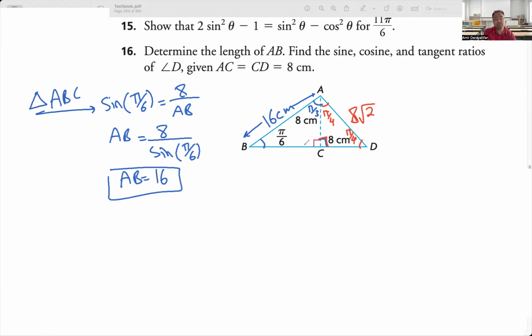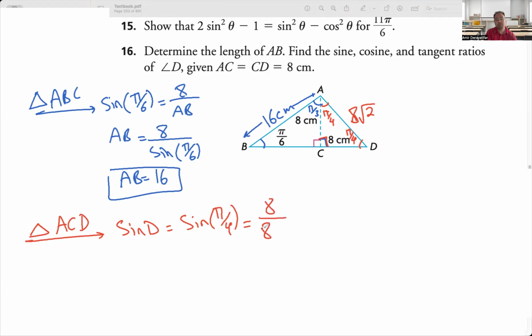Okay, but the question asked me to find the sine, cosine, and tangent ratios of angle D, given that AC and CD are 8. So I'm going to refer to the triangle ACD. In the triangle ACD, sine of D, which is sine of pi over 4, is going to be opposite, which is 8, over hypotenuse 8 root 2, which is going to be 1 over root 2, or if you want to rationalize it, that would be root 2 over 2.